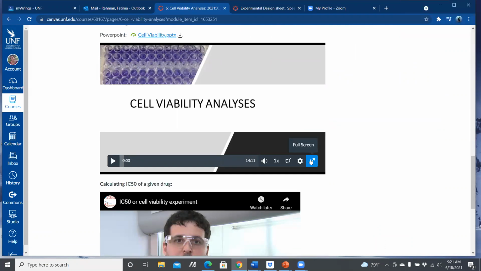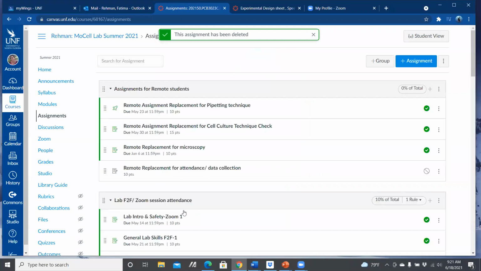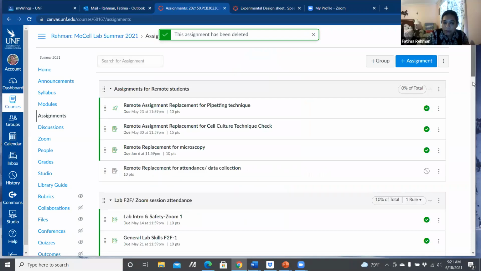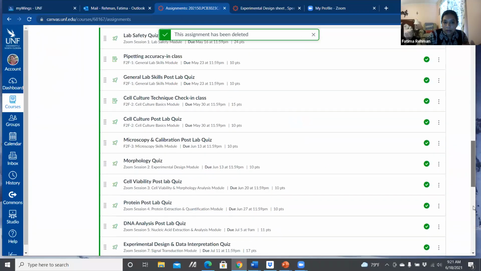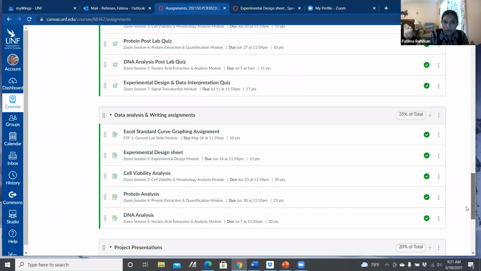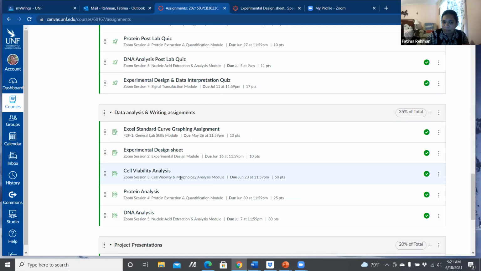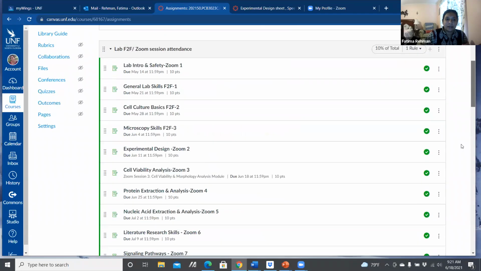I just clicked on the cell viability analysis assignment and it said it had been deleted. It says the same for me. Are you kidding me? What the heck? That's strange. It's not supposed to be deleted. It says Zoom session 3 cell viability. You see that? Are you kidding me? Okay, let's fix that.